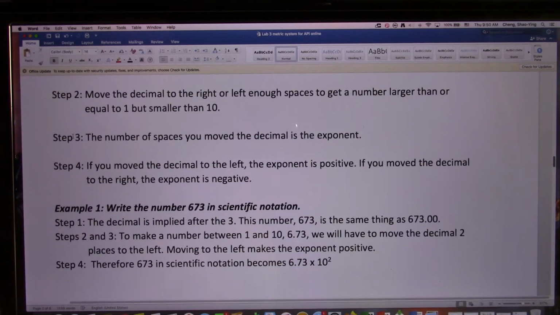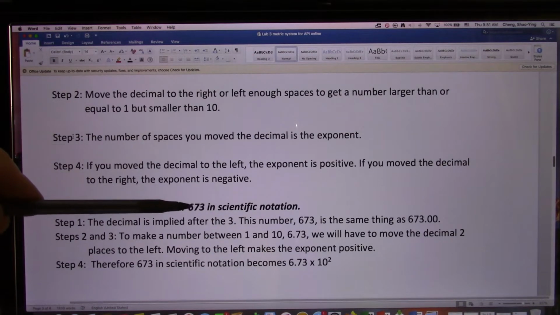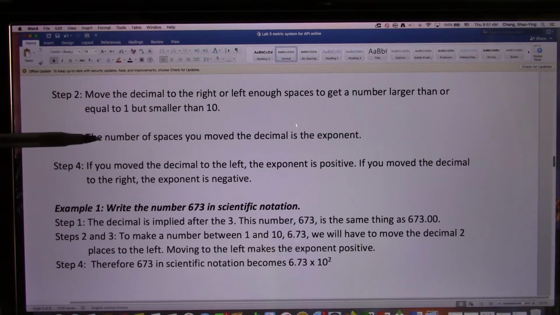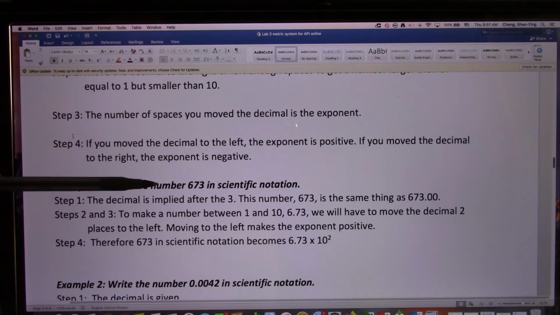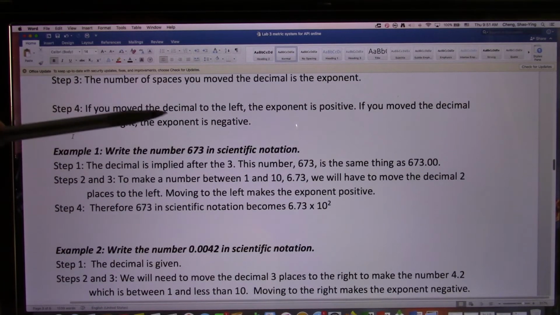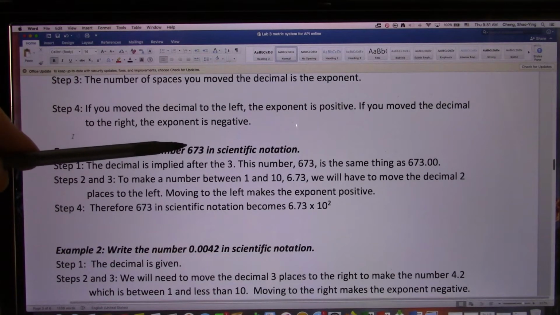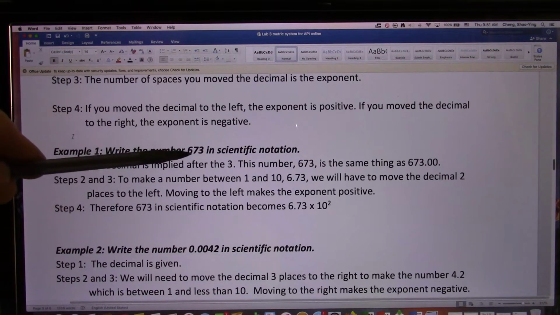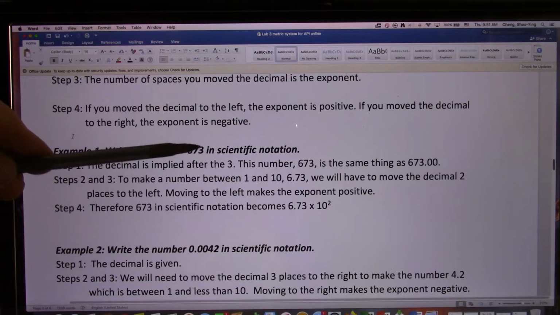So for example, I will give you a number during the test. I'll give you a number and ask you to turn it to the scientific notation. So like 673. How to turn it into the scientific notation? Sometimes it's easier to think it this way. So it's 673.00, right? And how to turn this into the scientific notation?